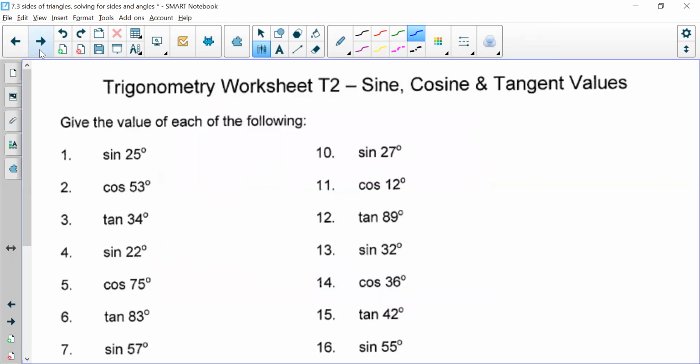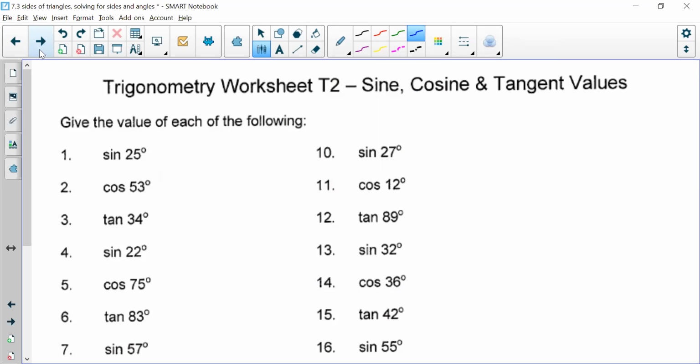Just to make sure we're good for using our calculators, I want you guys to put sine of 25 in your calculator and tell me what you get. 0.42261. Fantastic. So for the sake of this sheet, I'll do 4 decimal places. So 0.4226.